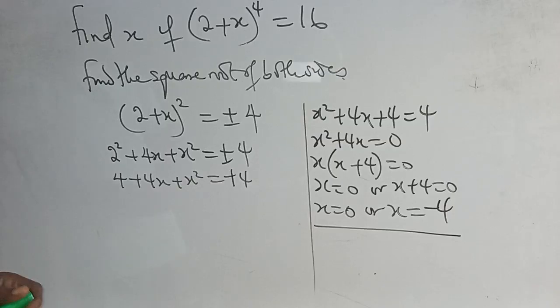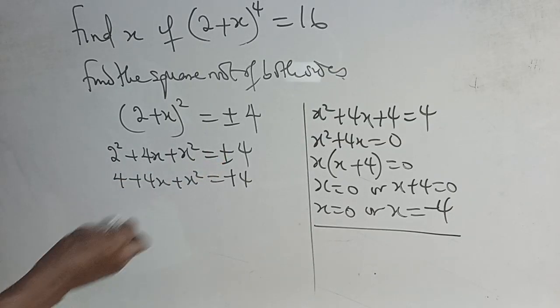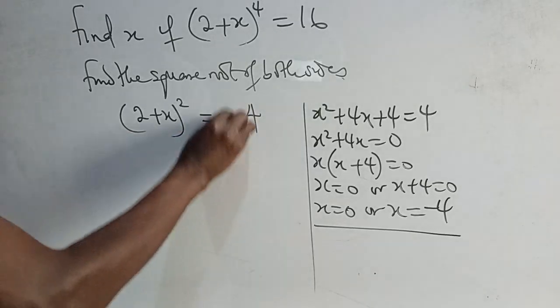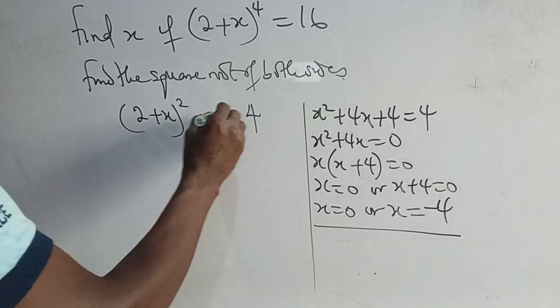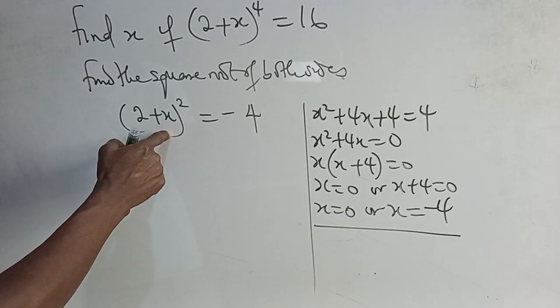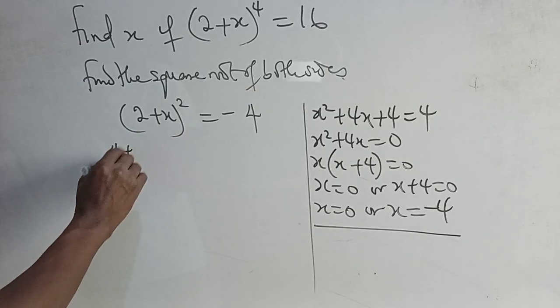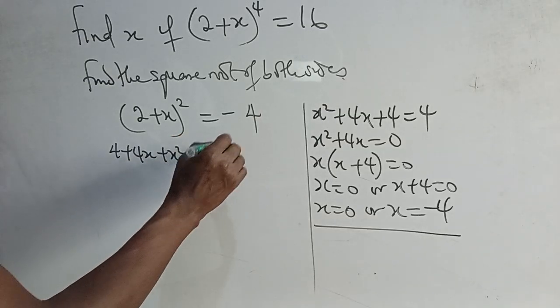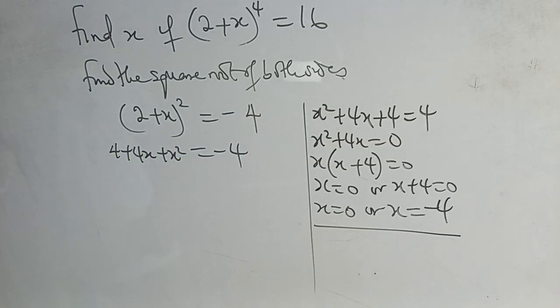Now let's try when x is minus 4, because we said we have 2 values there. So let's put minus 4 here. By the time we expand this, we have 4 + 4x + x², which we have done before, is equal to minus 4. I hope you are getting this.